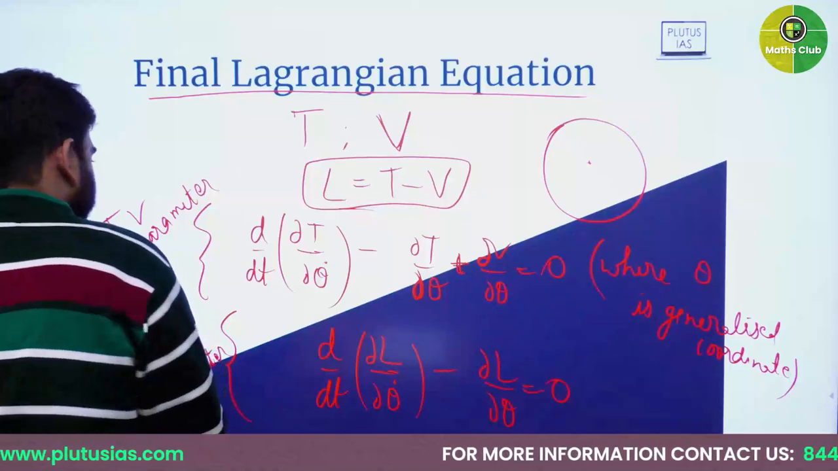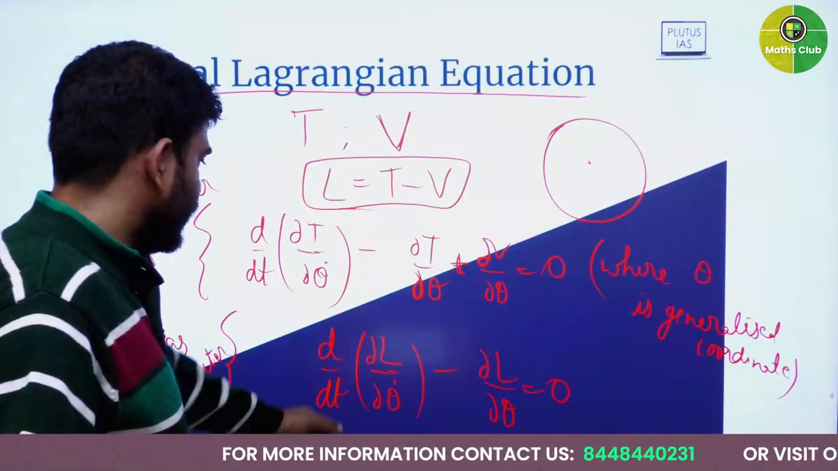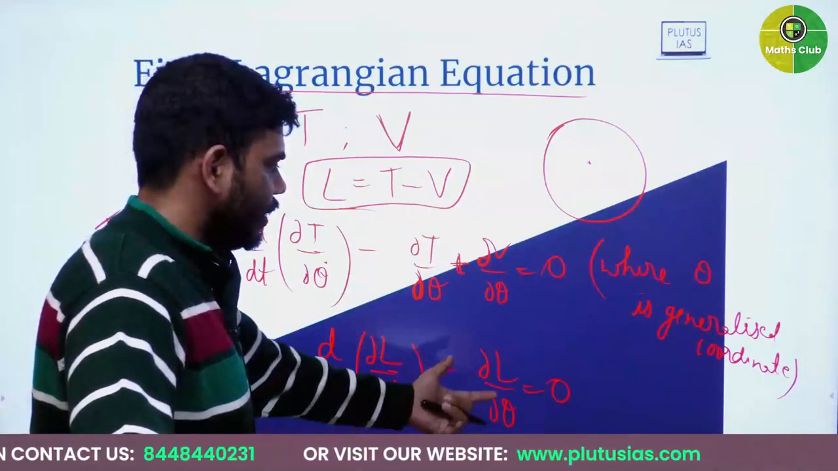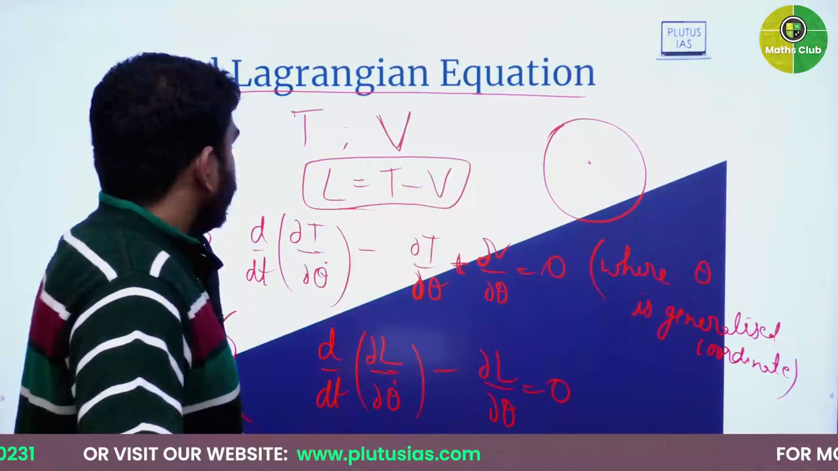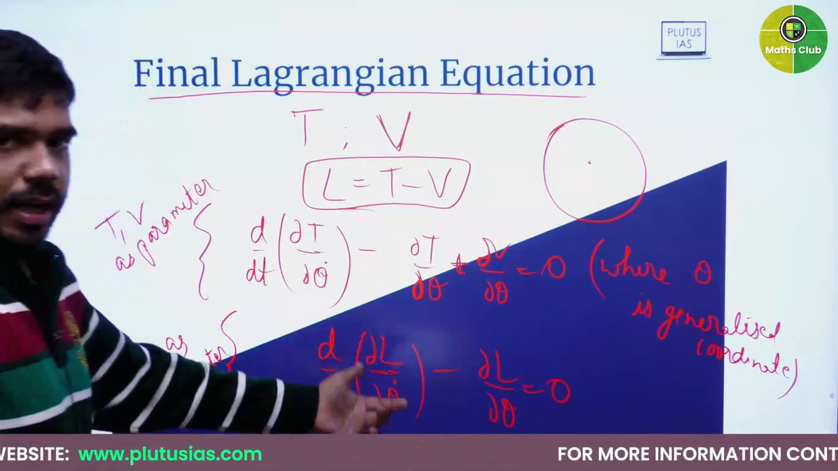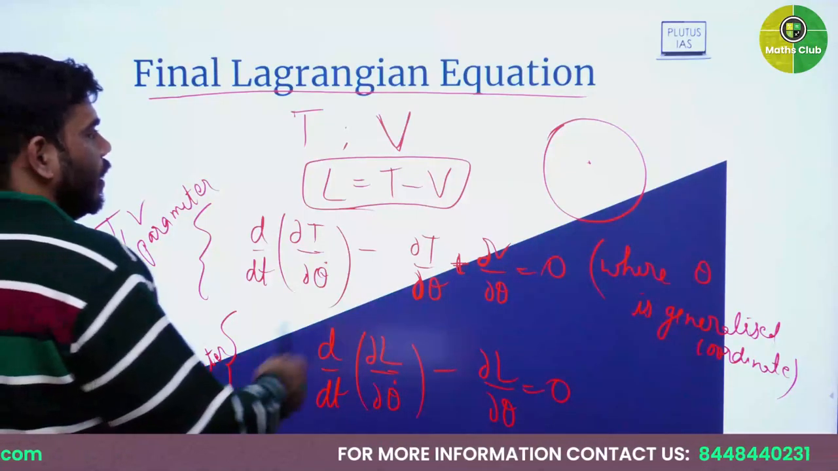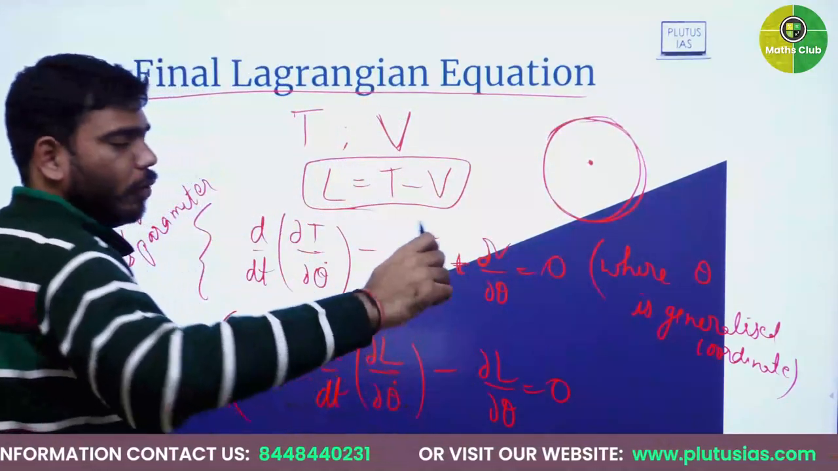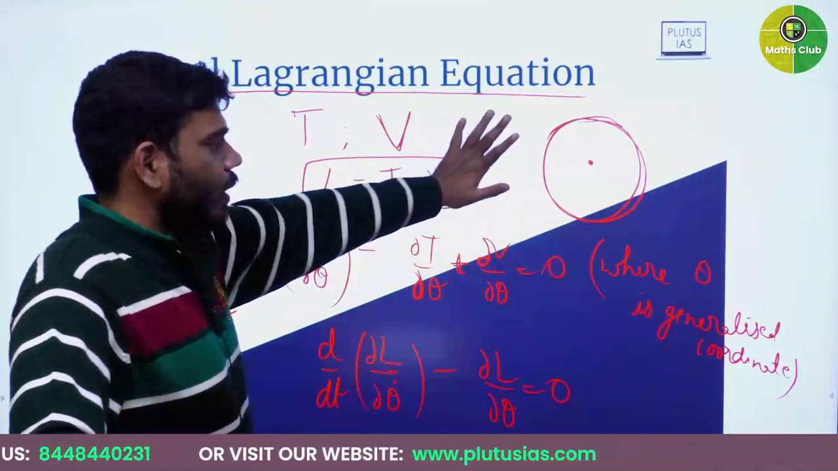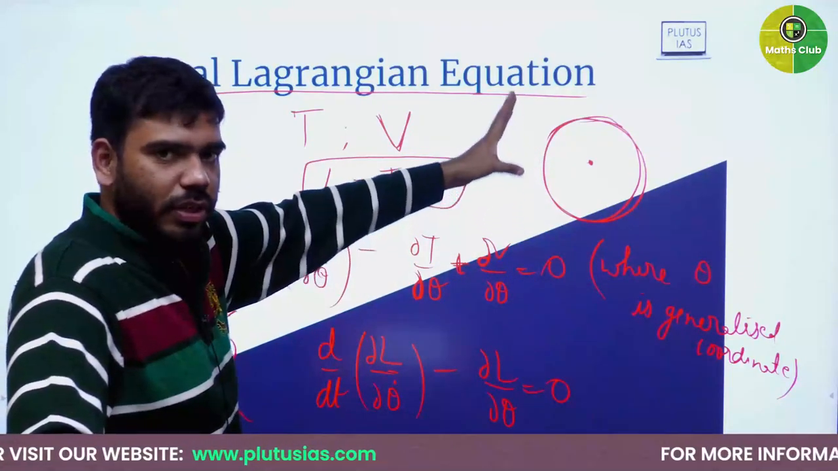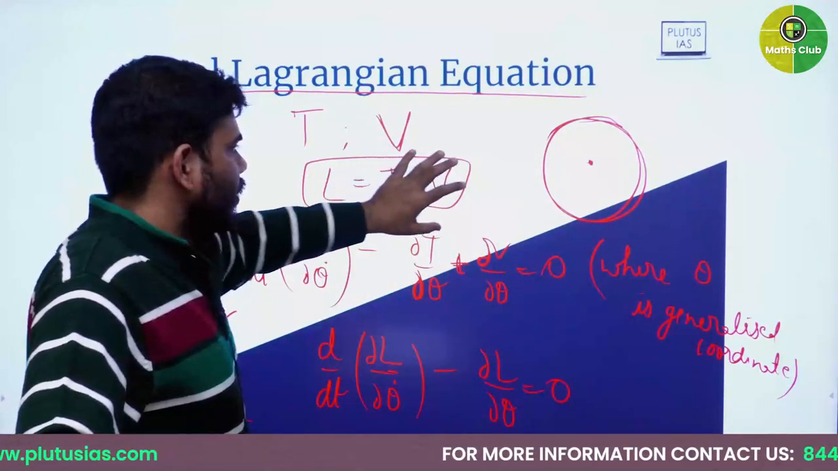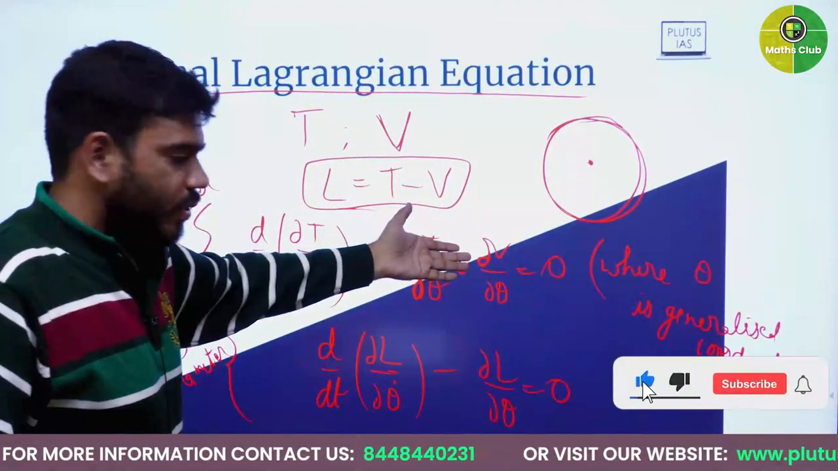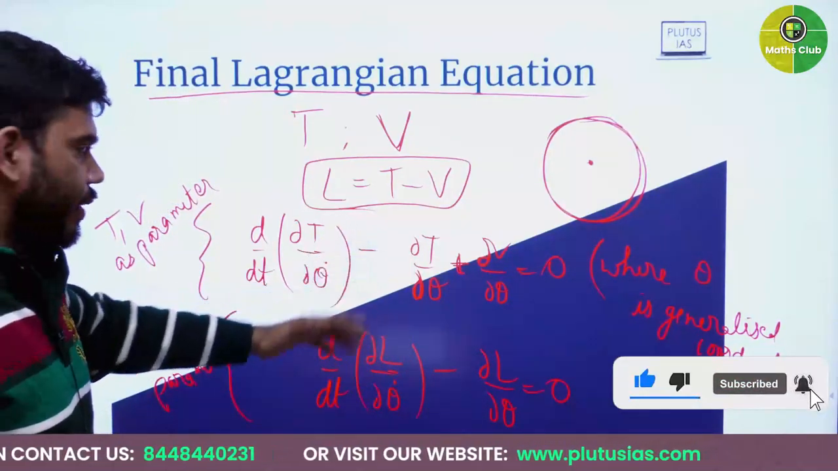If we take L as a parameter, this is the equation: d/dt, where t is time, obviously, of ∂L/∂θ̇ minus ∂L/∂θ. So this is the final Lagrangian equation if we take L as a parameter. I suggest you do this: if any body, situation, or specific condition is given to you, first just find the kinetic energy and potential energy of the body. Directly find the kinetic energy and potential energy of the complete body, then find the Lagrangian function as T minus V, then apply either this equation or that equation. You can use either of the two equations.